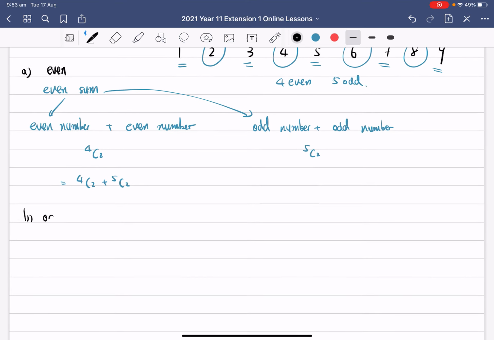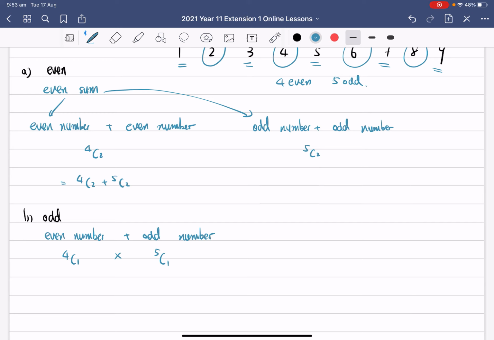All right, so the next question is odd. If the sum is odd, what we need to do is have an even number plus an odd number. So to get an even number, we need 4c1, just get one number from the even set of numbers, and to get one number from the odd set of numbers, 5c1. There's only one case here, so we multiply them together. So it's just equal to 4c1 times 5c1.